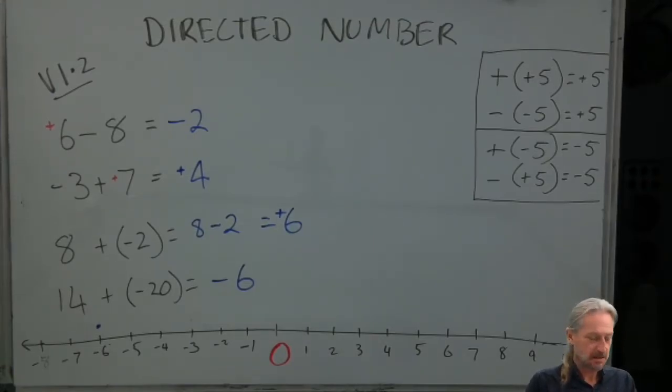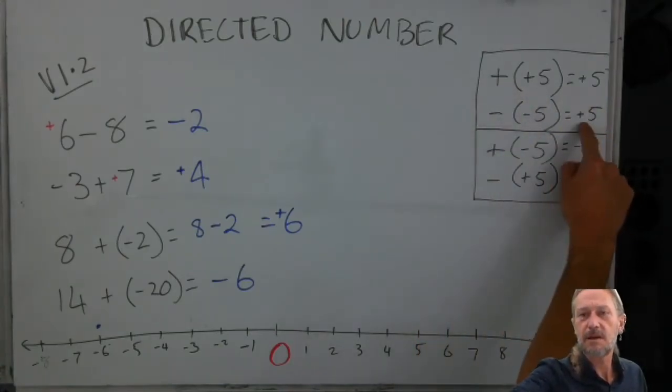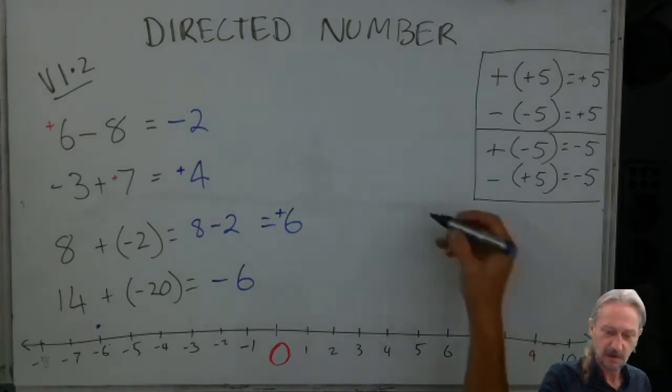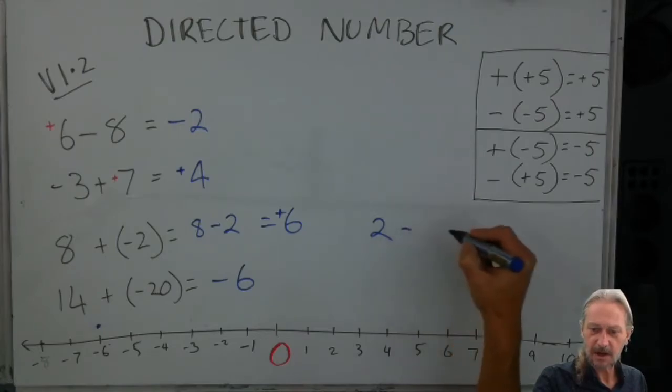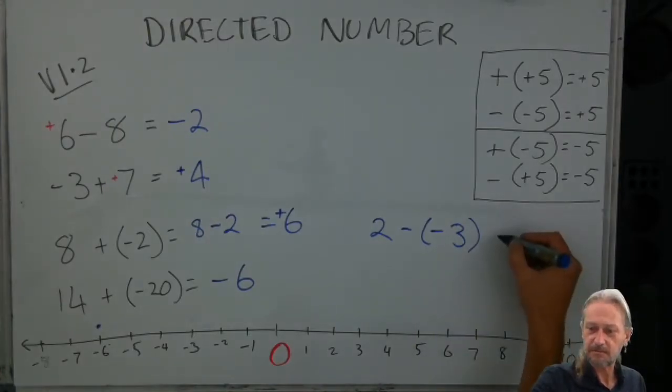Hopefully that makes sense. I might just chuck another one in, just to sort of show why two negatives essentially give us a positive. So let's just try, we'll start at 2 and we'll take away negative 3. Let's try that one.